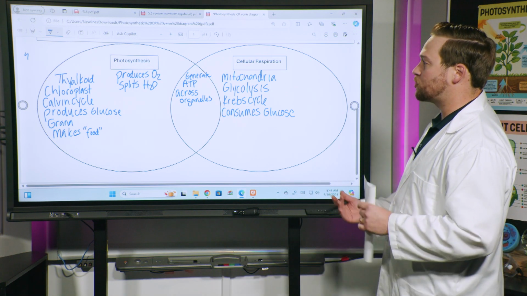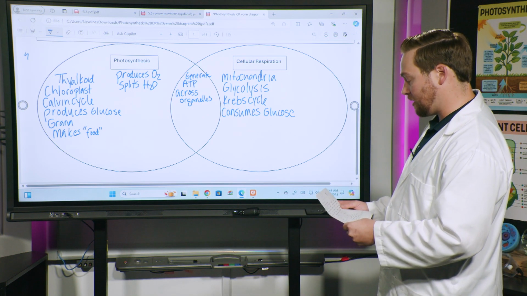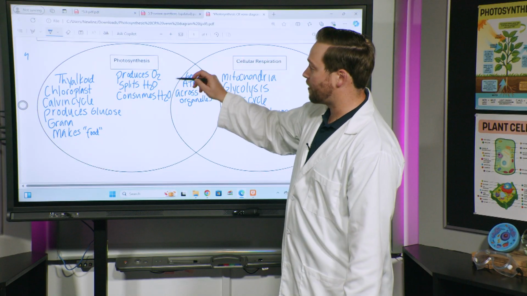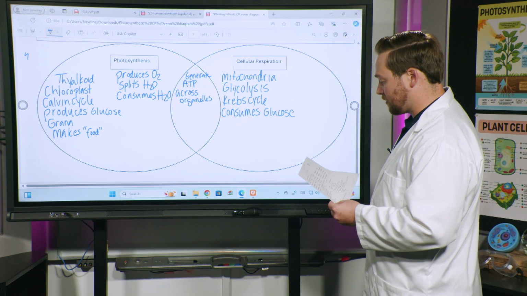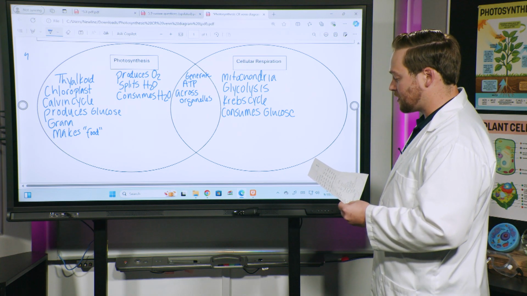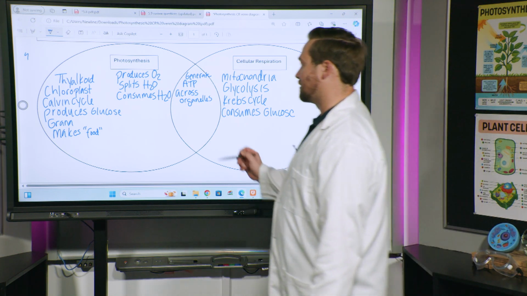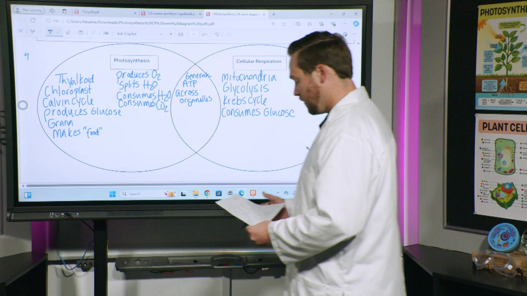All right, the next one says consumes water. So which one needs water in order to happen? Well, photosynthesis is going to be the consumes water, okay? Consumes H2O. And we need that water so that we can split it so that we can use those hydrogens for something else. Okay, the next one says consumes carbon dioxide. So which one of these consumes carbon dioxide? That's the photosynthesis again. Consumes CO2. Okay, great work.